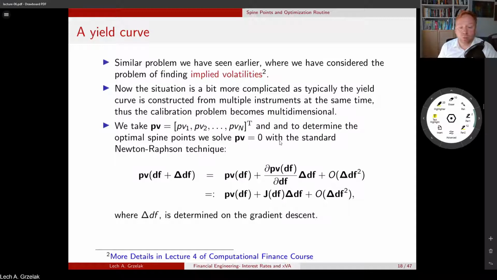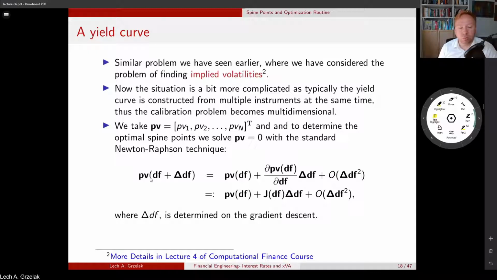Okay, so what we have to do, we perform the iteration as we have done it for implied volatility. However, this time we have to do it for the multi-dimensional case. But it's not so much actually different than single dimension, except that we have to make sure that we are dealing in the proper places with vectors and matrices. So iteration is as follows.